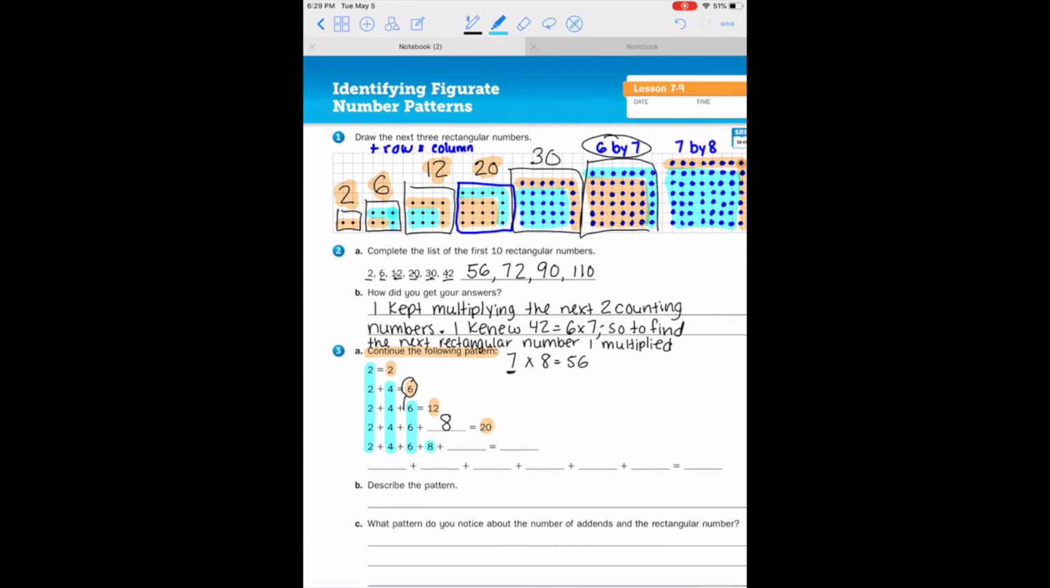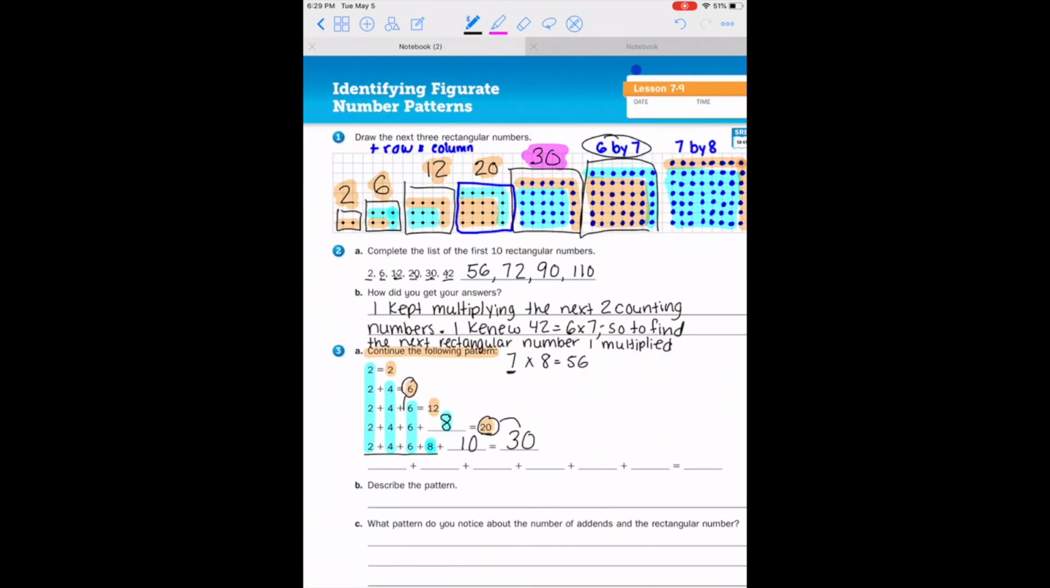And you can see the number then repeats. So we have 2, 6, 12, 20. What's the next number in our rectangular number pattern? It's 30. So I'm going to put 30 here as my total. And if 2 plus 4 plus 6 plus 8 equals 20, how much do I have to add to get to 30? Well, I know I have to add 10. So I'm continuing this pattern.